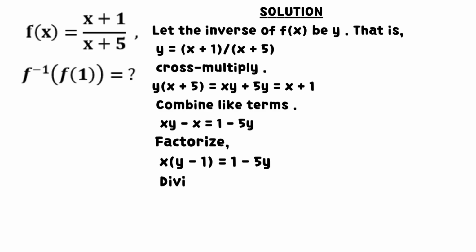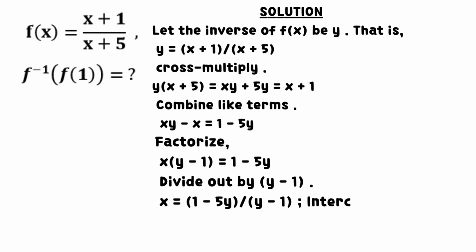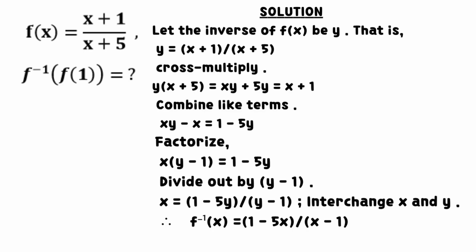Factorize, it implies that x times, in bracket, y minus 1 equals 1 minus 5 times y. Divide out by y minus 1. Hence, x equals 1 minus 5 times y, all divided by y minus 1. Interchange x and y. Therefore, f inverse of x equals 1 minus 5 times x, all divided by x minus 1.